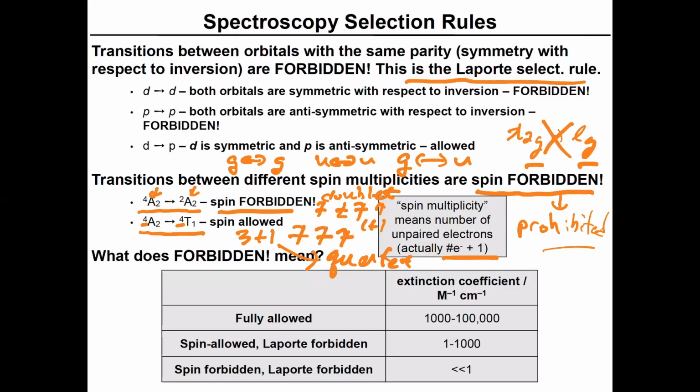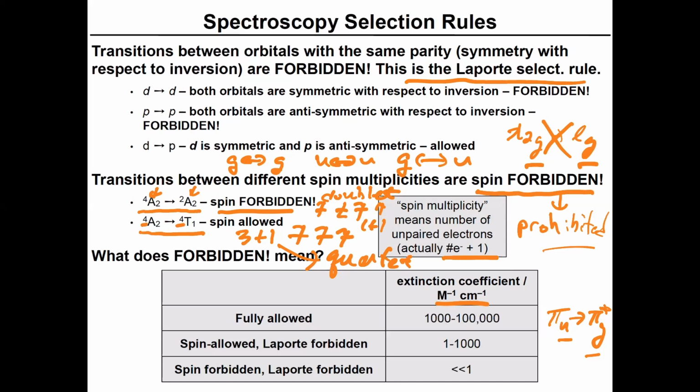Now, what does this forbiddenness mean? Well, it tells you really that fully allowed transitions have very large extinction coefficients. For example, a pi to pi star transition has effectively spin parity changes because pi orbitals, as you all know, are ungerade. Pi star orbitals are actually gerade, and you see the u to g working in your favor there. So that transition is completely allowed by the Laporte rule. As long as the spin is conserved, that transition would be fully allowed.